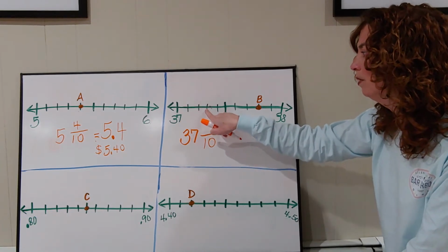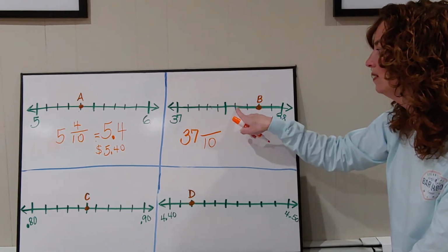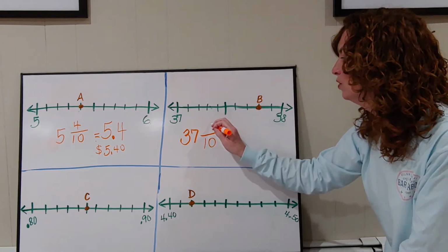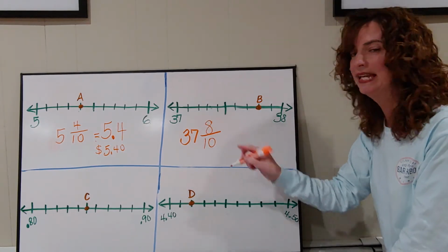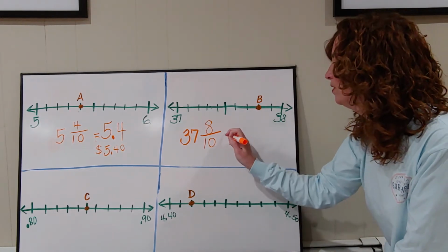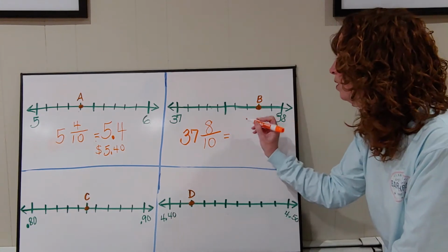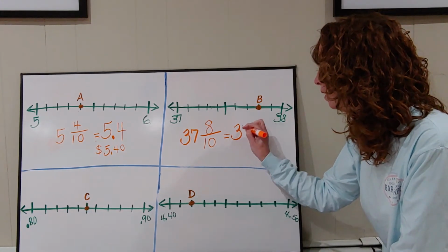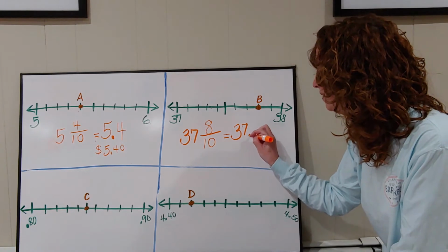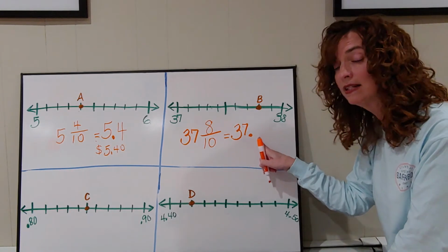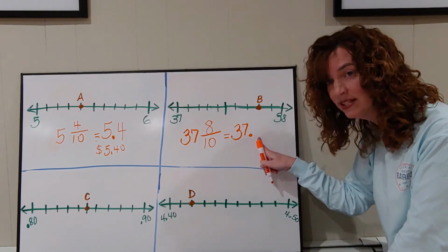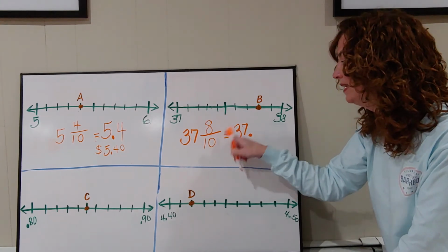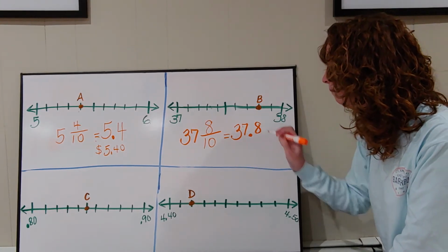1, 2, 3, 4, 5, 6, 7, 8. So 37 and 8/10. So if we wanted to change that to a decimal, we'd have our 37 as our whole number, right? We put our decimal point because we know our next column is the tenths column. And we have 8/10. So it'd be an 8 here.